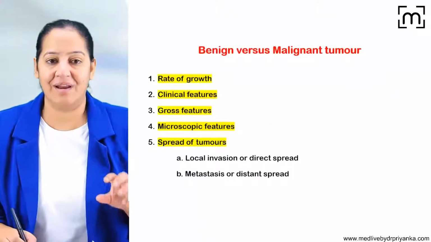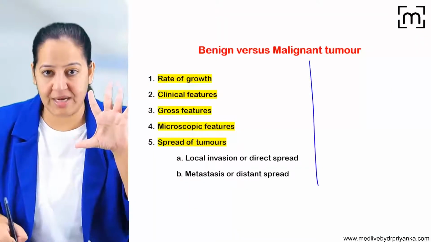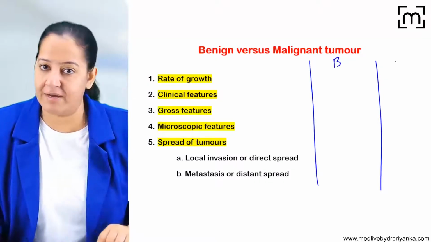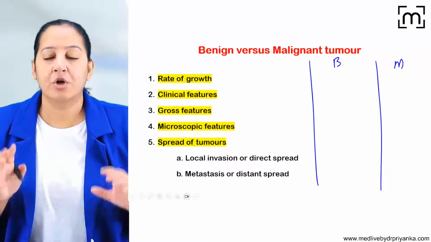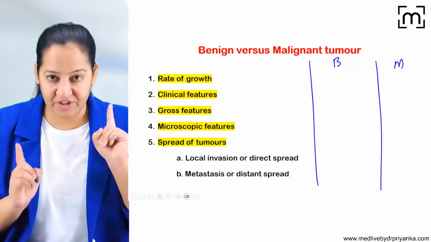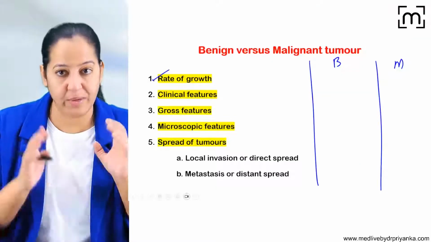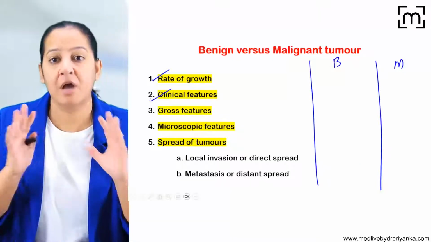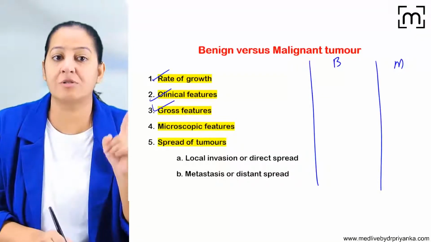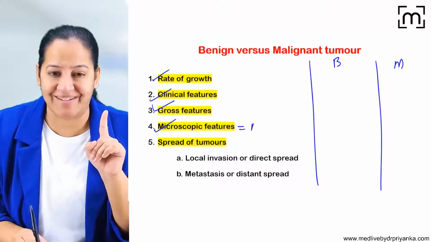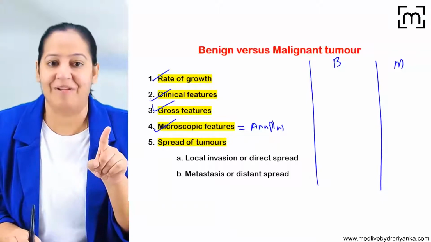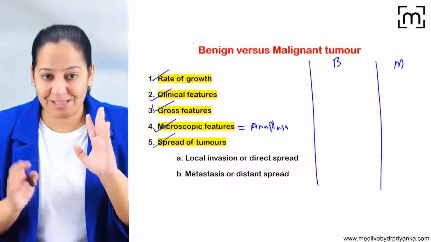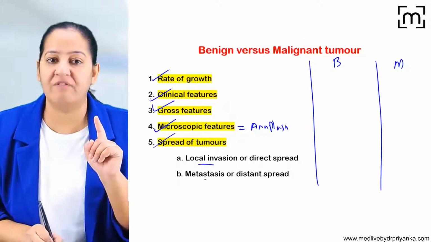Got it? Now there are 5 features based on which we can differentiate the benign tumor from malignant tumor, as I told you. Okay. Now which is the most reliable feature? We can differentiate them based on their rate of growth. We can differentiate them based on the clinical feature. We can differentiate them based on the gross, based on microscopy, that is anaplasia. The 10 features of anaplasia, and based on the spread. In the spread also there are 2 properties, the local invasion and metastasis.